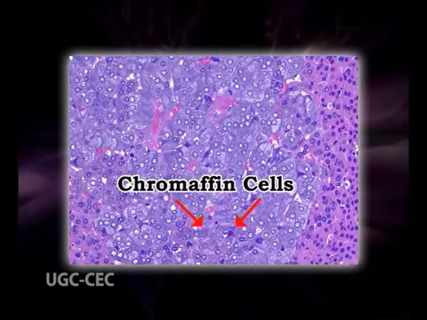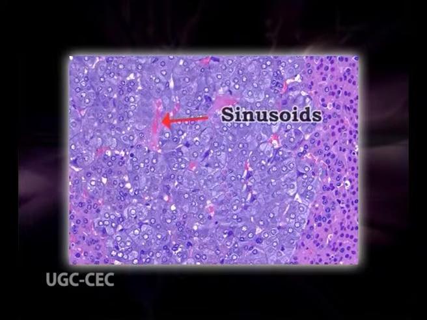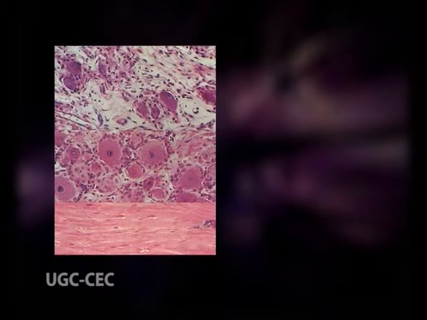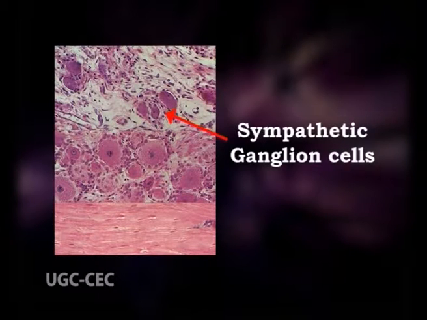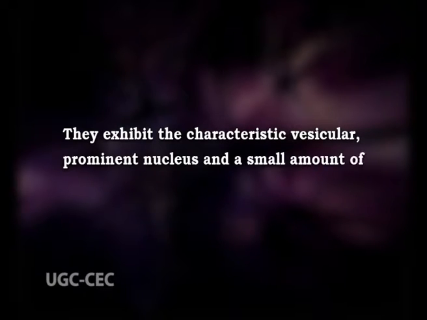It is made up of groups or columns of cells which are separated by wide sinusoids. These cells are columnar or polyhedral and have a basophilic cytoplasm. Medulla also contains sympathetic ganglion cells arranged in small groups or singly. They exhibit the characteristic of a vesicular prominent nucleus and a small amount of peripheral chromatin.